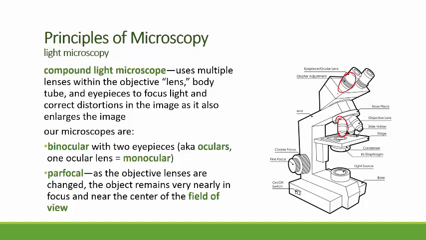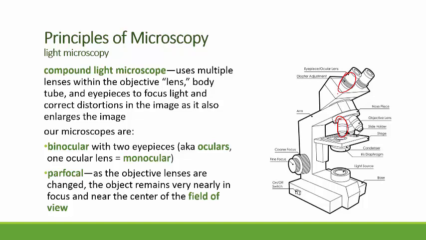We have binocular microscopes that we're using. That is, they have two eyepieces or two oculars rather than monocular. There are monocular microscopes too, but the good ones that we're using are binocular. And they are also parfocal.